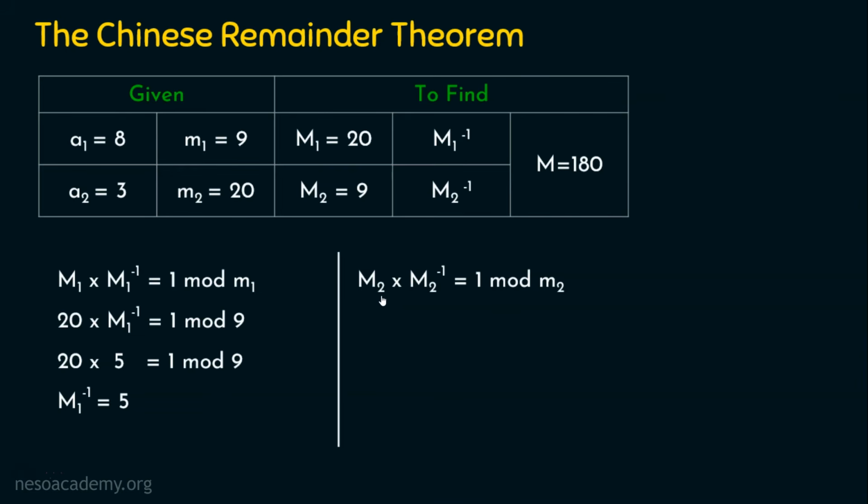Let's move on to the second part, which is this. We know what is the value of capital M2, which is 9. So I am placing this 9 here. And we know what is small m2, which is 20 here. So 9 into what, we will get 1 as the remainder when it is divided by 20.